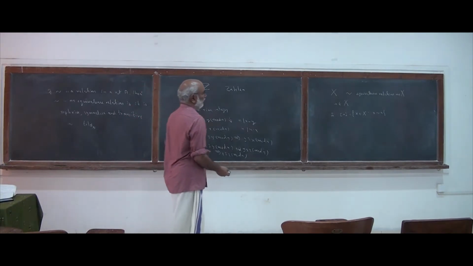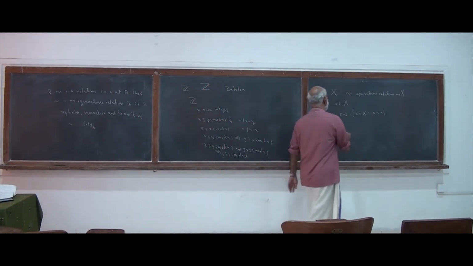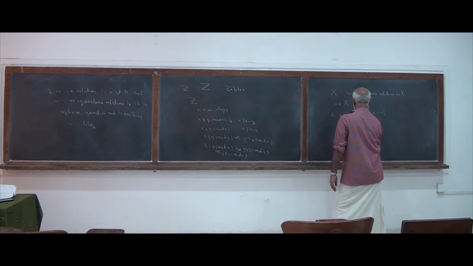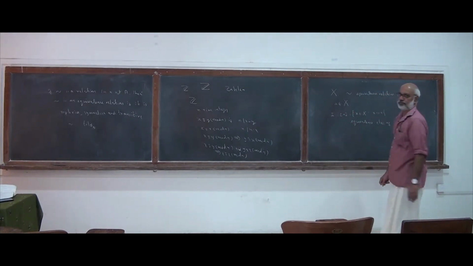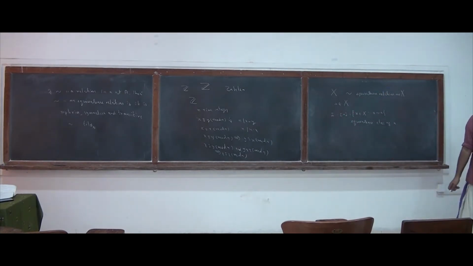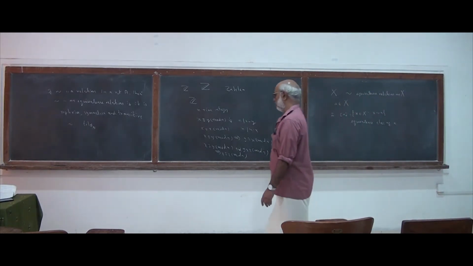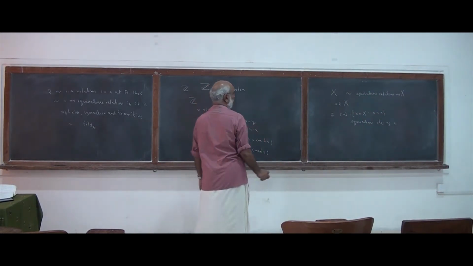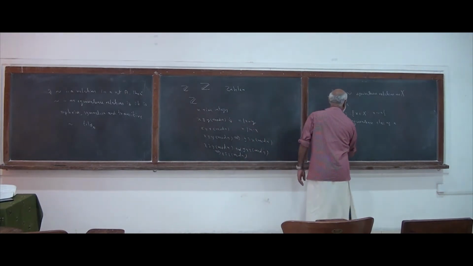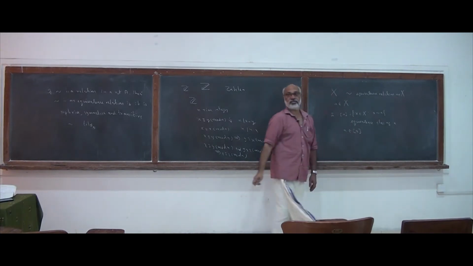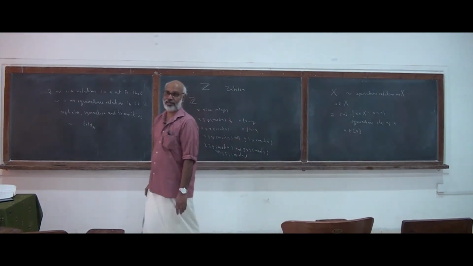So, for every element we can define such a set. This is called the equivalence class of that element. Clearly, A is an element of the equivalence class of A because A is equivalent to A by reflexivity.